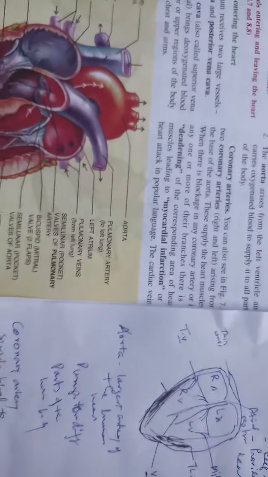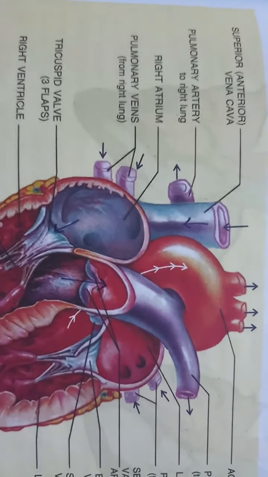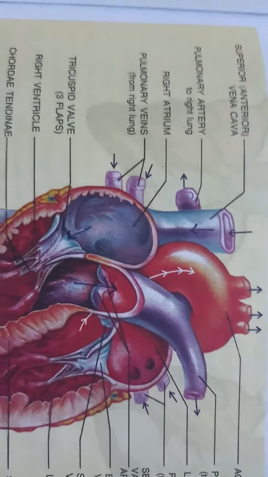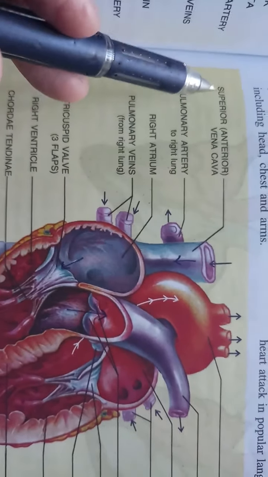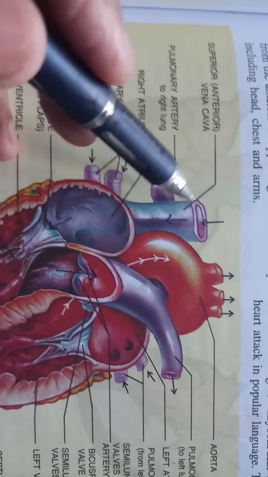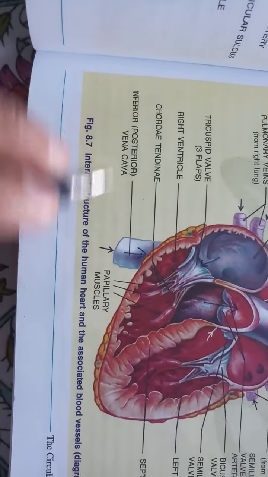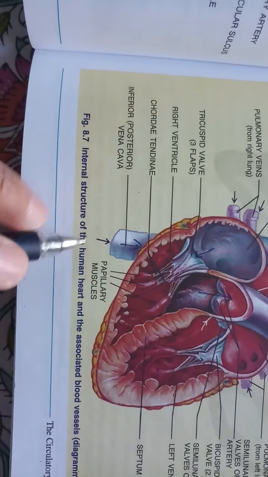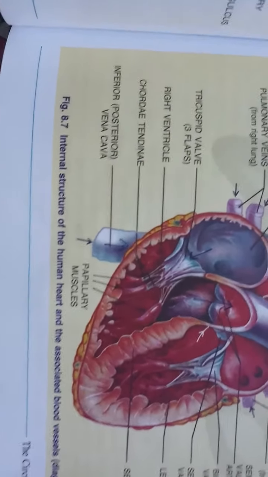Now when you look at this, you can see the structure of the different vessels. As we just talked about the vessels entering the heart, we call the superior or anterior vena cava, which brings the blood from the upper side, right? And then here you can see the inferior or posterior vena cava, which brings the blood back from the lower part of the body to the heart, right?